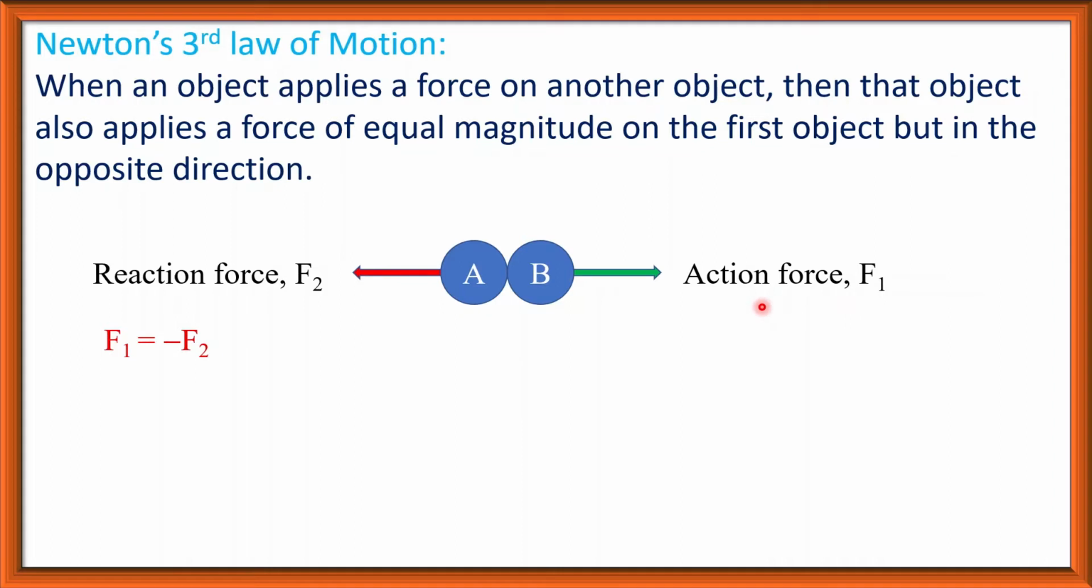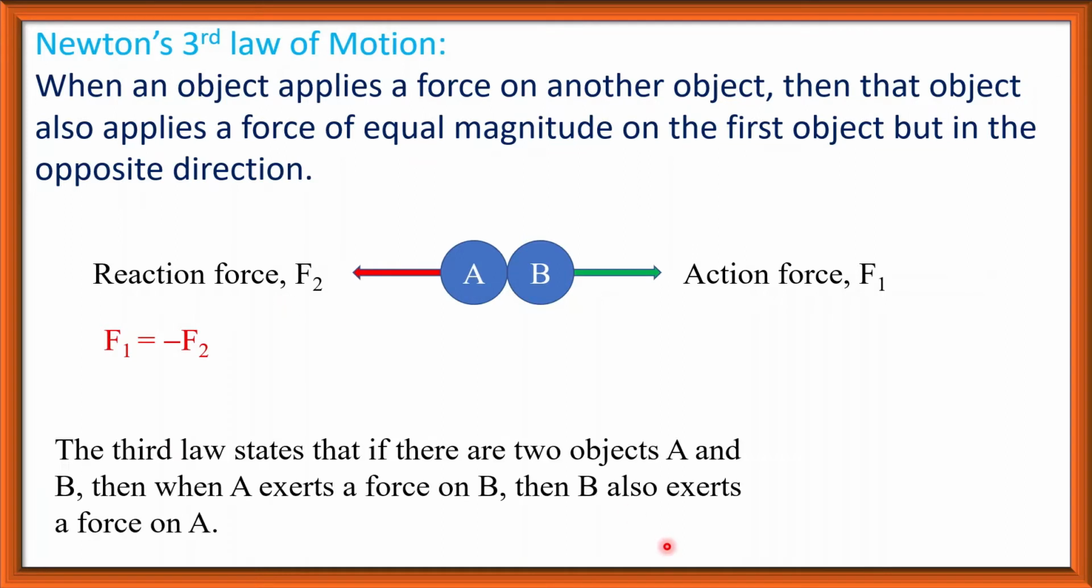Action force means the force applied by A body on B body, and according to Newton's third law of motion, B body will also apply a force on A body, and this force is reaction force F2. The third law states that if there are two objects A and B, then when A exerts a force on B, then B also exerts a force on A.